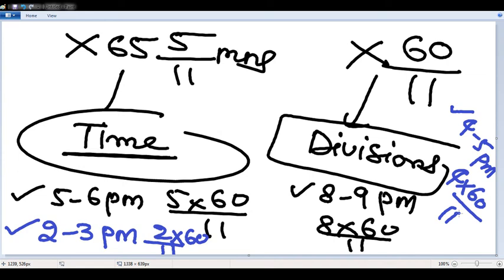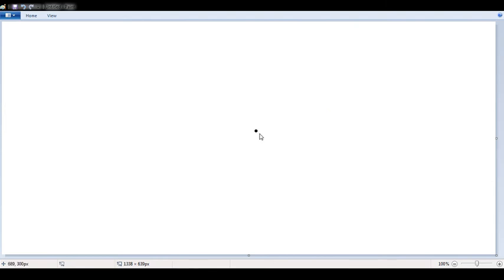Multiply the hour hand by 65 5 by 11 if you want to take time as a point of reference. If you want to take division as a point of reference, it is into 60 by 11. Are you all with me, sir? Right. 60 by 11, 65 5 by 11. Just look at it. All the doubts I will discuss after the topic is over.